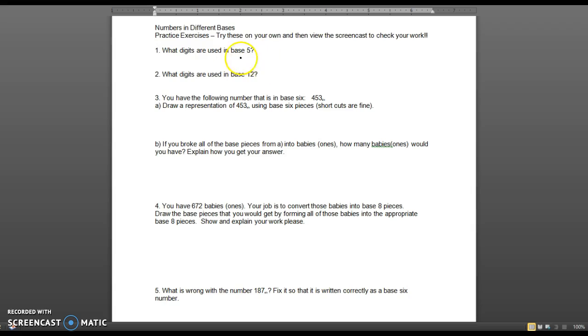Alright, so what digits are used in base 5? So that's 0, 1, 2, 3, and 4. So we don't go higher than 4 in base 5, because if we have 5 of something, that's our exchange rate. Digits in base 12 are 0, 1, 2, 3, 4, 5, 6, 7, 8, 9, 10, and I'm writing a T, and 11, and I'm writing an E.